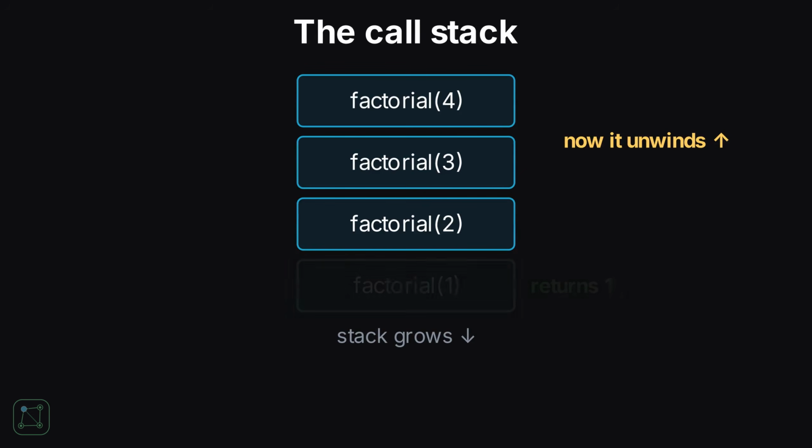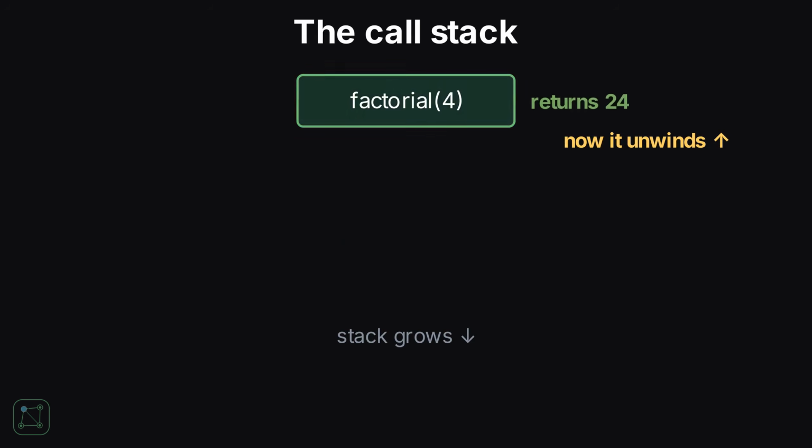Now we unwind. 1 factorial returns 1. 2 factorial, which was waiting, multiplies 2 by that 1 and returns 2. 3 factorial wakes up, multiplies 3 by 2, returns 6. 4 factorial, the very first call, finally gets its answer. 4 times 6 is 24. The result bubbled all the way back up the stack. The pile empties in the exact reverse order it was built.